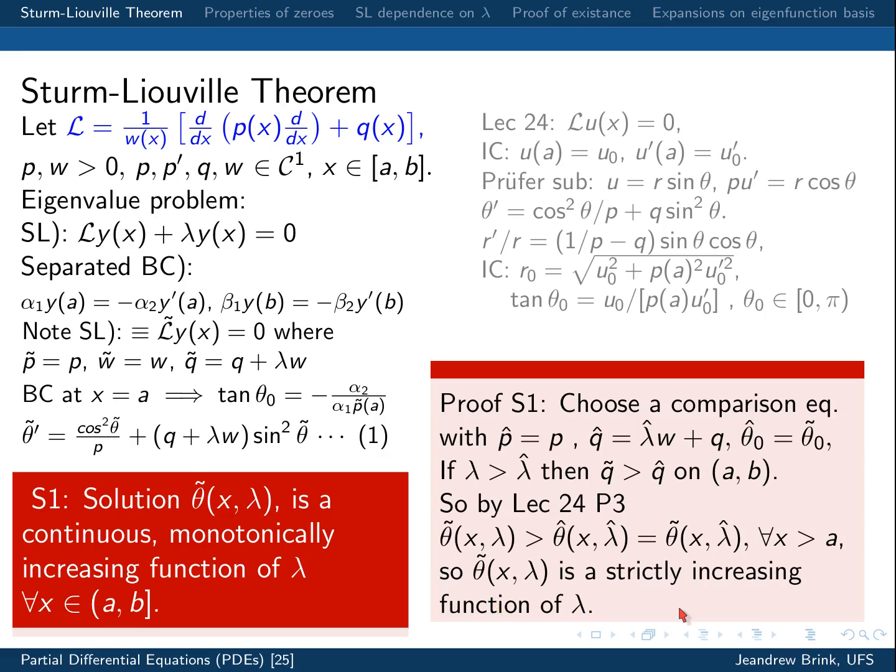And this is true for all x greater than a, so theta tilde is a strictly increasing function of lambda. This is necessary because we're going to start exploring how we tweak lambda to satisfy the second boundary condition, and how it is possible to always satisfy it, and in fact to satisfy it for a whole series of functions. And we're going to label those functions with the lambda we used to satisfy them.